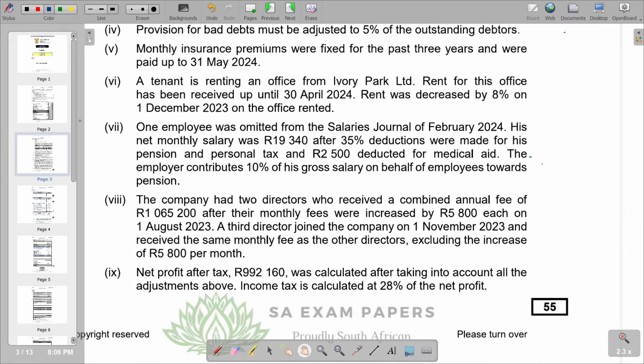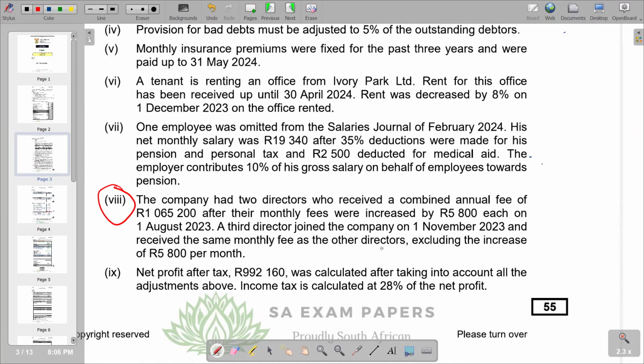We now go to item number 8, where we have our directors' fees information. It says that the company had two directors who received a combined annual fee of 1,065,200 after their monthly fees were increased by 5,800 each on 1 August 2023. A third director joined the company on 1 November 2023 and received the same monthly fee as the other directors, excluding the increase of 5,800 per month.